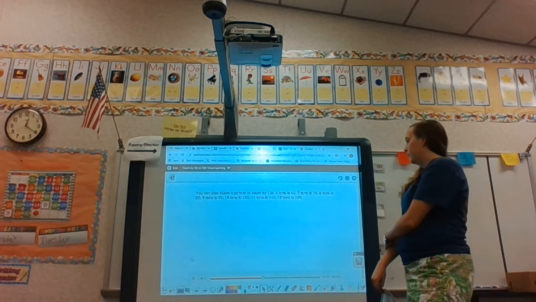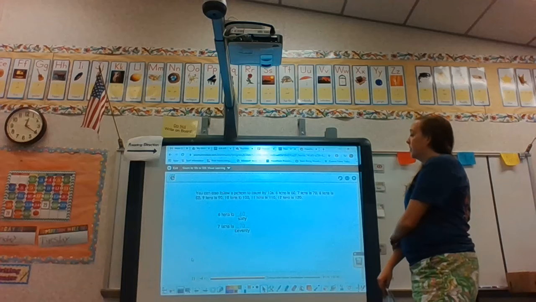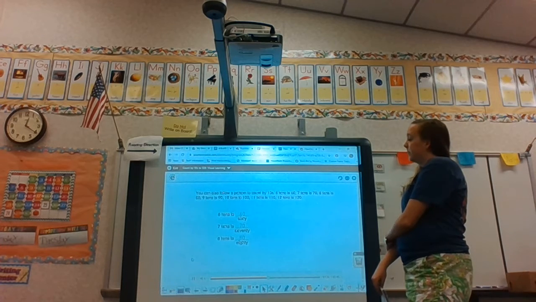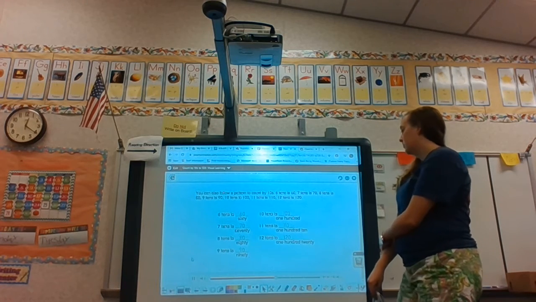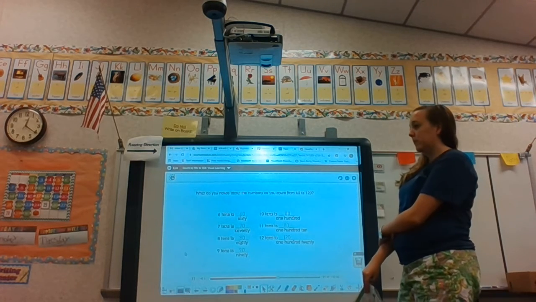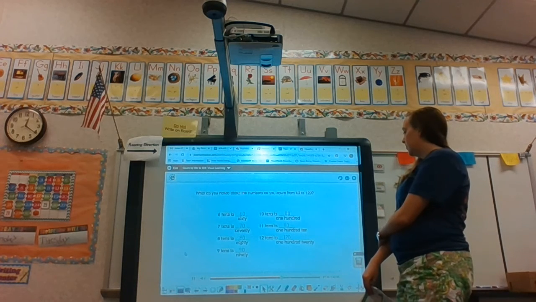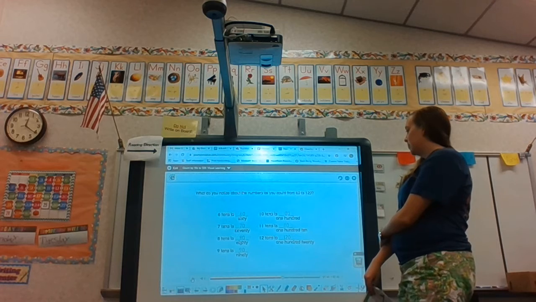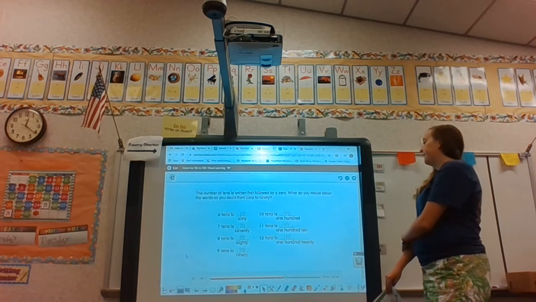You can also follow a pattern to count by tens. 6 tens is 60, 7 tens is 70, 8 tens is 80, 9 tens is 90, 10 tens is 100, 11 tens is 110, 12 tens is 120. What do you notice about the numbers as you count from 60 to 120? The number of tens is written first, followed by a 0.